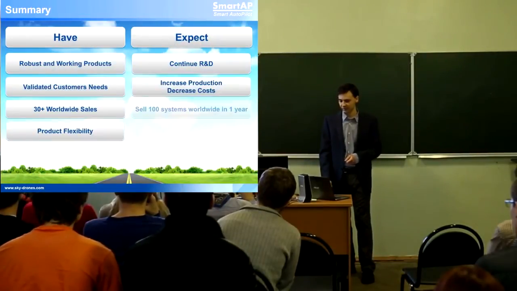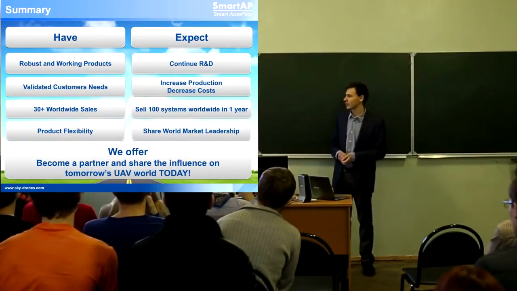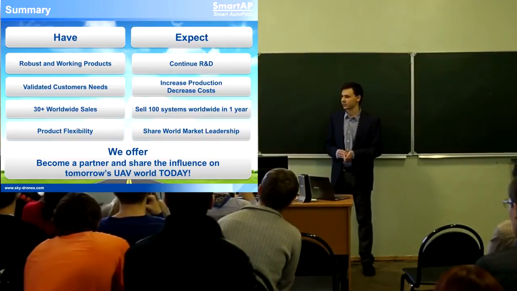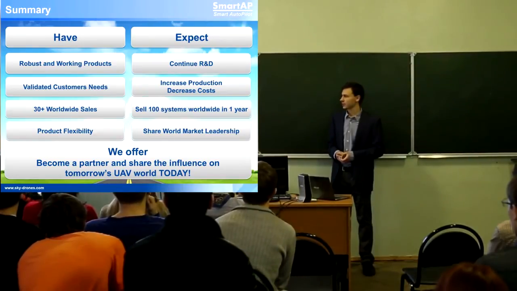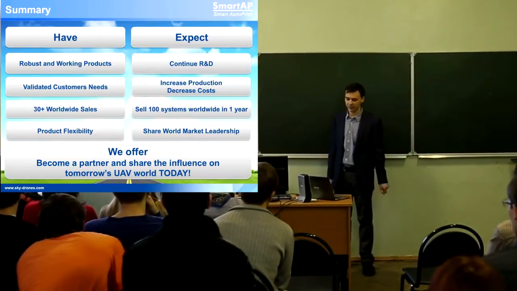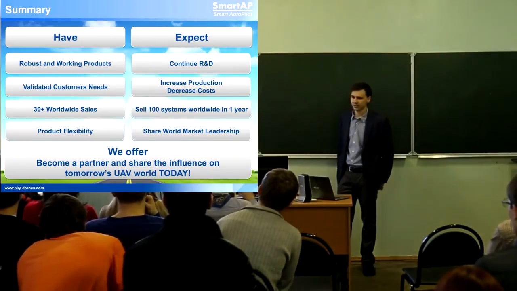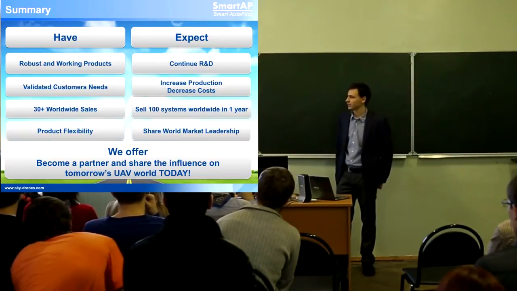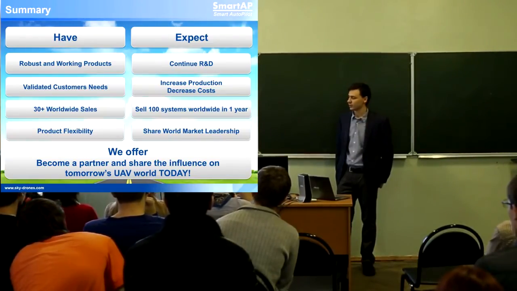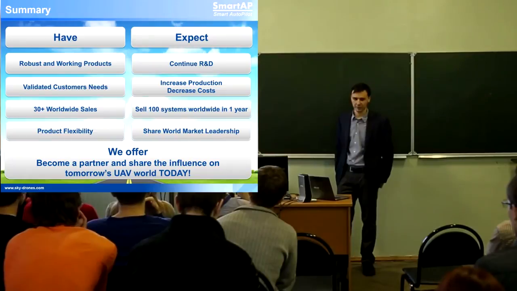So to summarize, I would like to say what I have today and what I expect to have next. Now I have quite robust and working products: SmartUp 2 for hobby and small research applications, and SmartUp 3 for professional applications. We have validated customer needs. We have some sales, more than 30 worldwide. The product is quite flexible and extendable. Soon we expect to continue the R&D to increase production amounts and decrease production costs, and sell about 100 systems worldwide in 1 year. And after that, share the world market leadership.